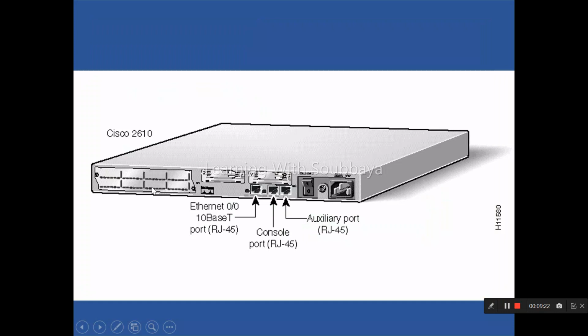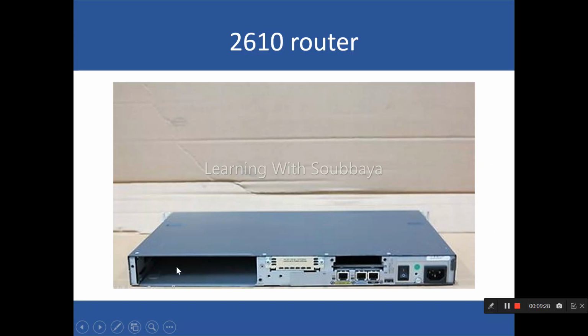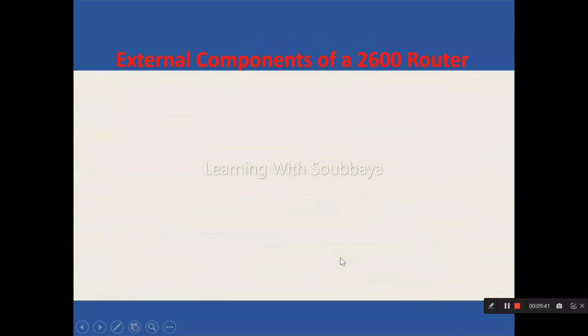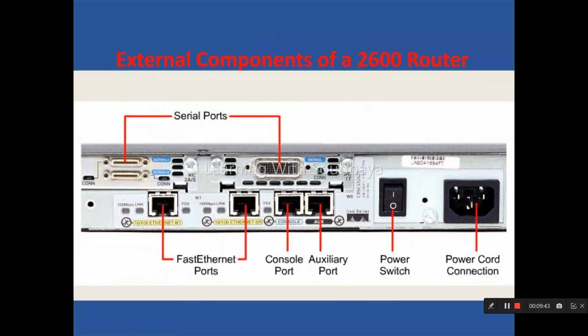We can see this screw here. We can remove this plate. We can add the module. So you can see the slot available, right? What modules are required? Here we can add the NM4AS module. Serial port also we can add here. So this is a component.